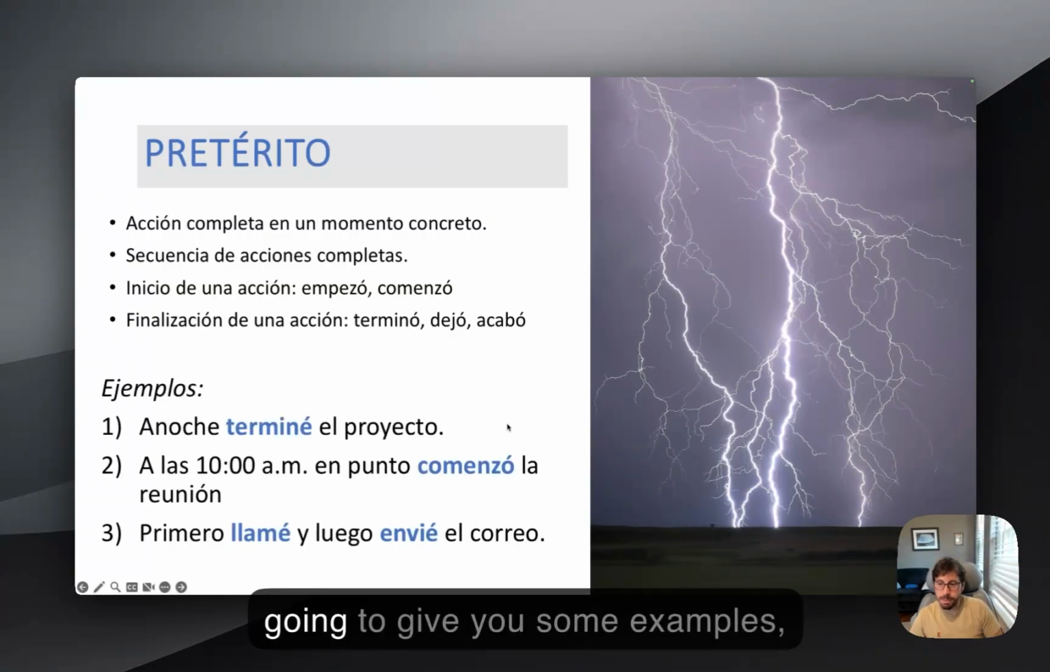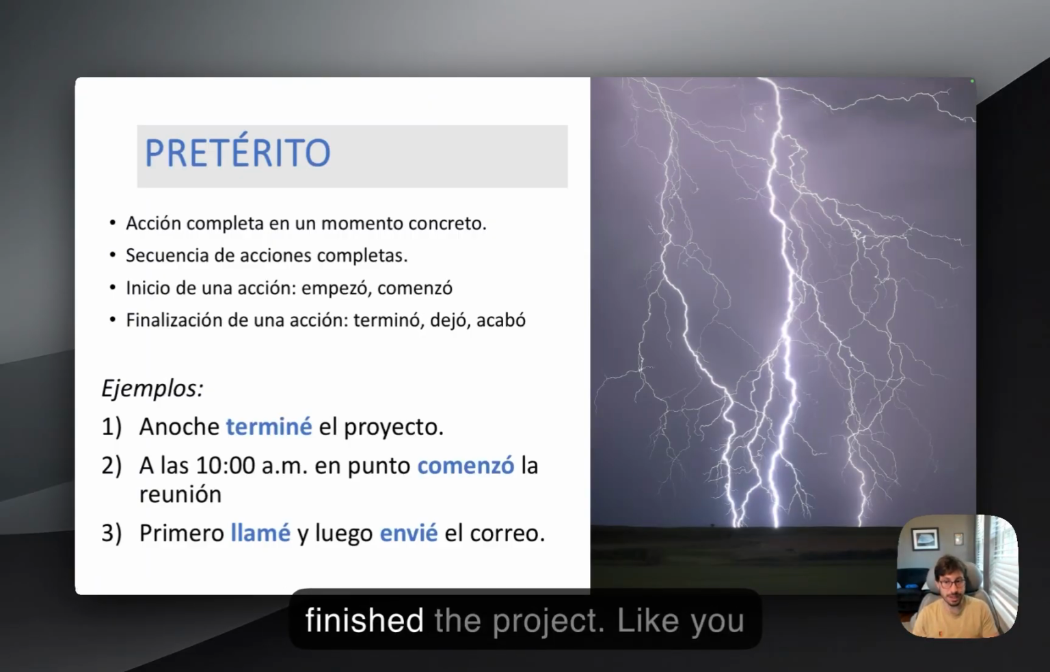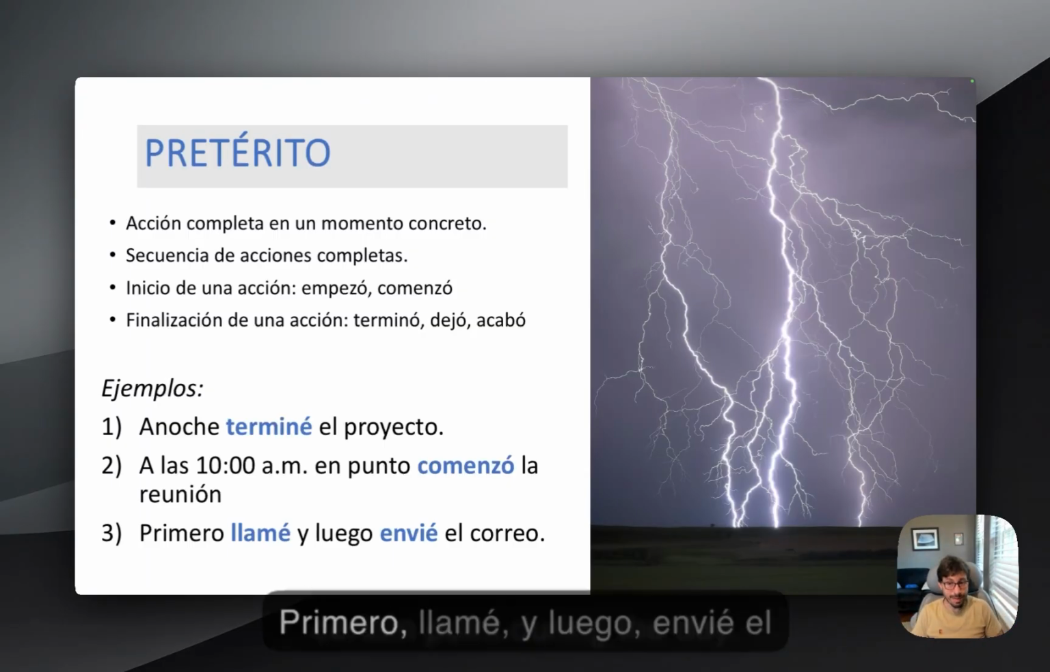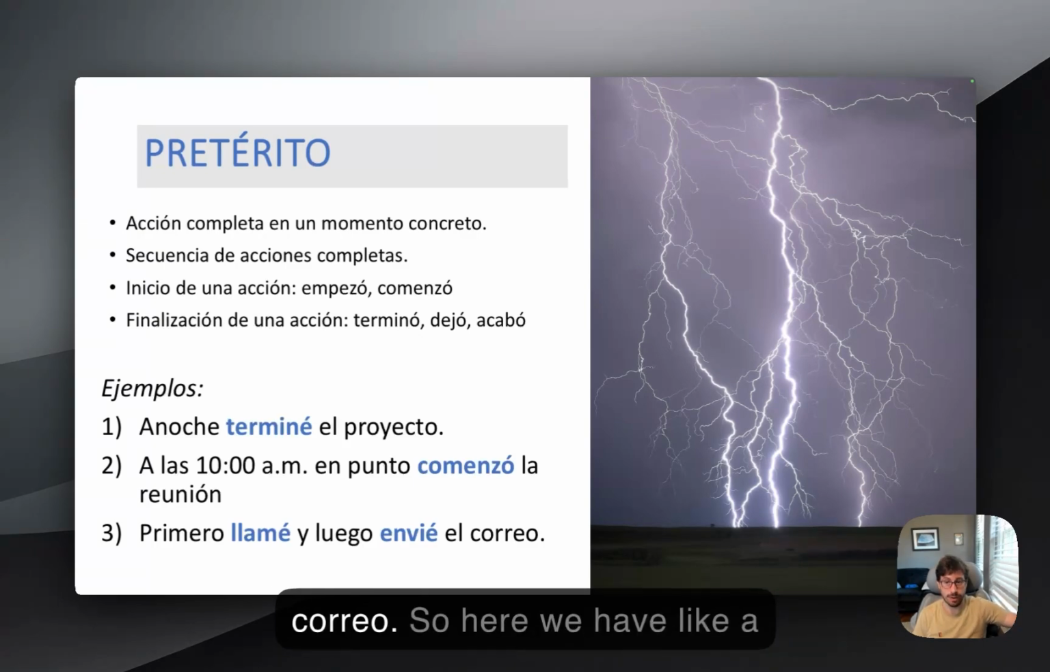I'm gonna give you some examples. Anoche terminé el proyecto. Last night, I finished the project. There is a specific point in time when I finished the project. A las 10 de la mañana en punto, comenzó la reunión. It started at 10 o'clock. It didn't start at some point during the day. Primero, llamé y luego envié el correo. So here we have a sequence of completed actions.